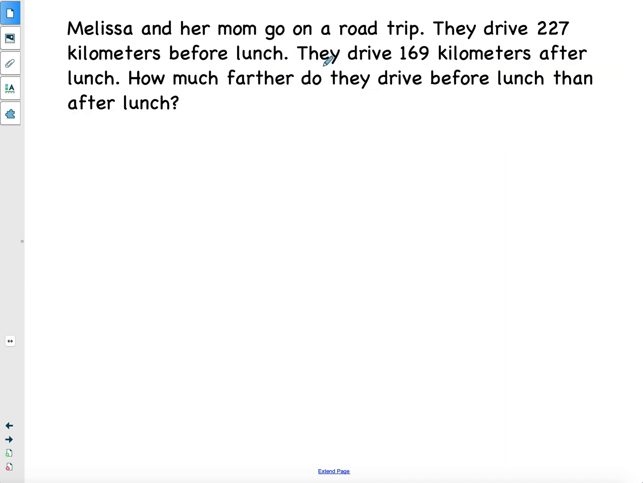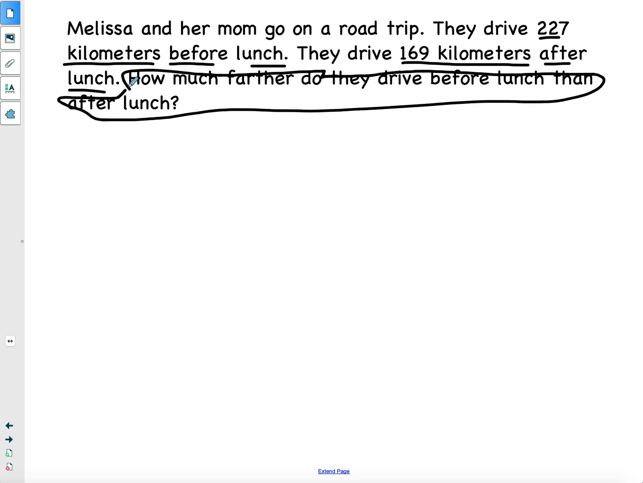All right, so I'm going to model this first one. Please follow along as I do. Melissa and her mom go on a road trip. They drive 227 kilometers before lunch. They drive 169 kilometers after lunch. How much farther do they drive before lunch than after lunch?